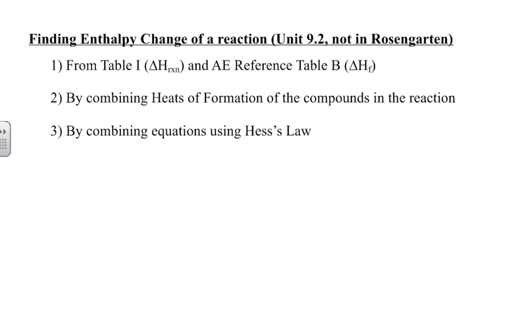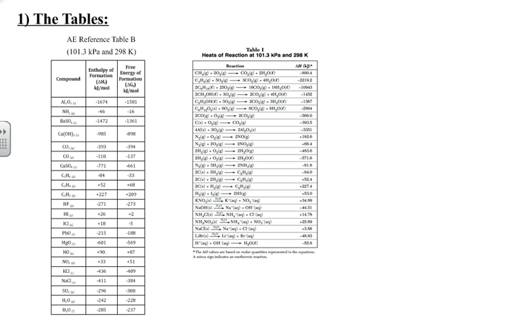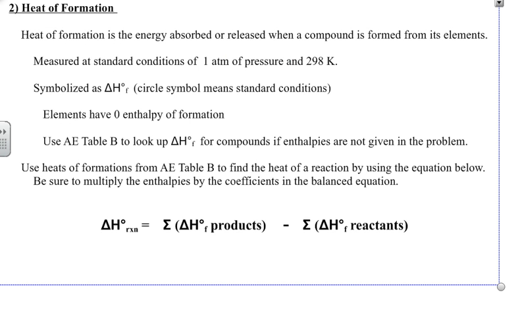So if you turn to page 2, we'll be taking a look at heat of formation and using those to find the enthalpies in a chemical reaction. The heat of formation, as I said earlier, is the energy absorbed or released when a compound is formed from its elements. It's measured at standard conditions, 1 atmosphere of pressure, which is the same as 101.3 kilopascals, and 298 Kelvin. Not really too much you have to do with that other than just recognize that those are standard conditions.